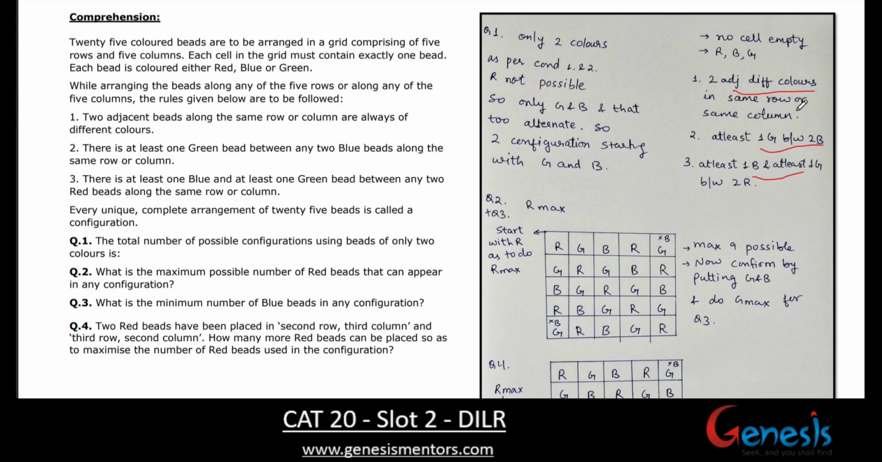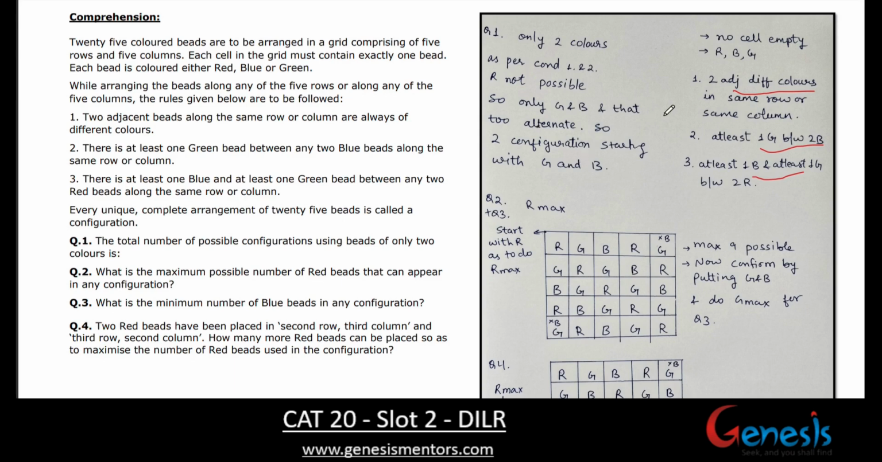Right? But when all the conditions are satisfied, how can we arrange that? We should arrange G and B alternately. Either you can start with G or B alternately, so there can be only two configurations possible which satisfy these conditions. First we start with G and alternately put GB, GB, GB in rows and columns, and the second configuration is we start with B and alternately put BG, BG, BG, right?